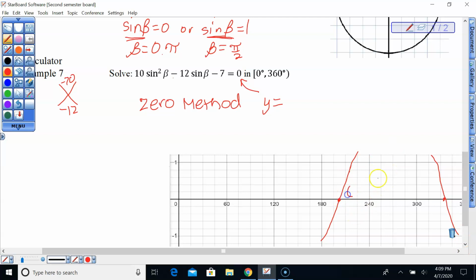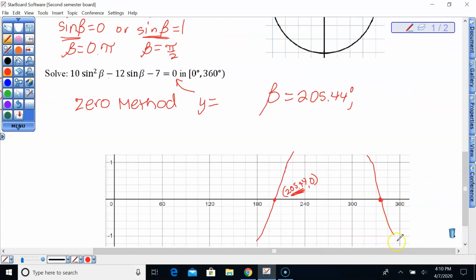And so what are those values there? This is 205.44 and 0. So there's one of our solutions. So we're going to say beta equals 205.44 degrees. And then at this other zero, we were at 334.56. So our other solution, or our other zero, was 334.56. So again, we used the zero method, where we just made y equal 0, and then our y's in our graph were 0. So we're looking for the corresponding x's. And that's how you would do a problem that you couldn't factor. You would just go ahead and rely on your calculator.